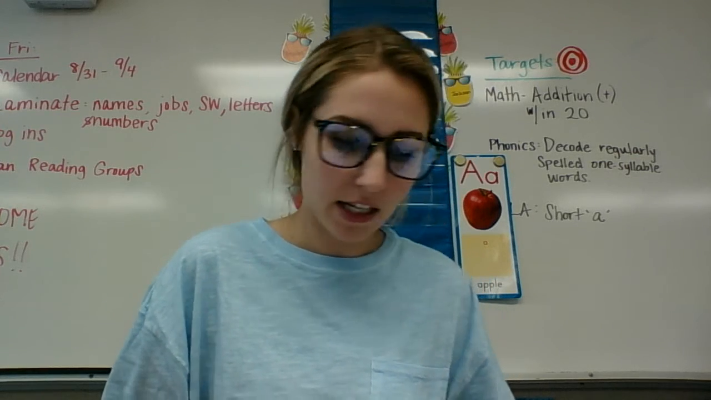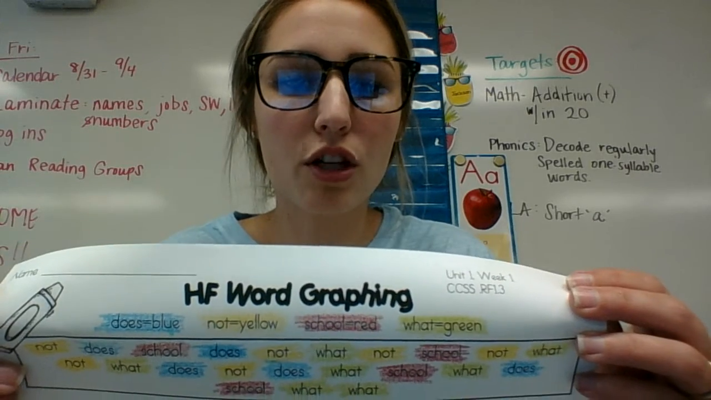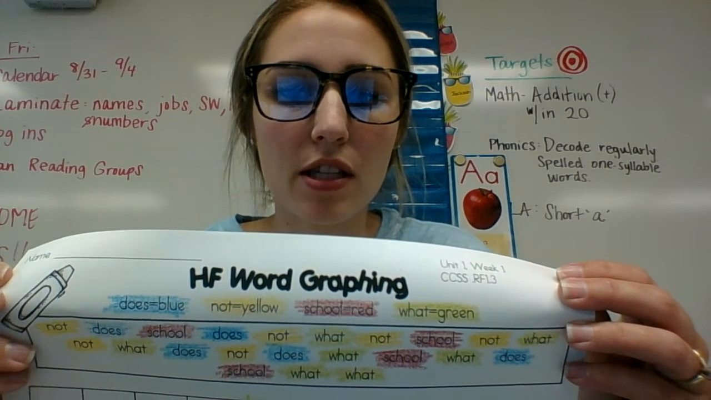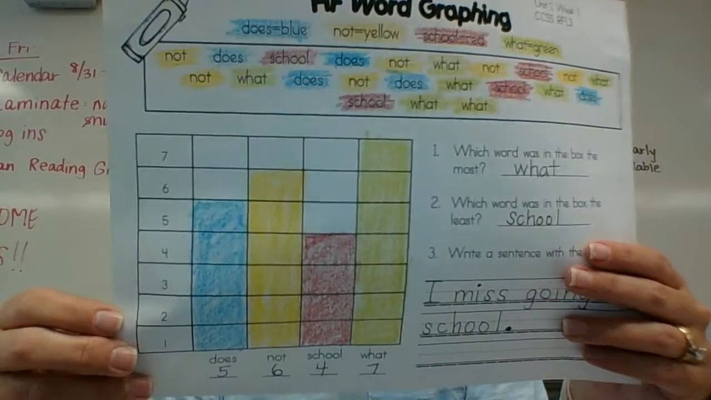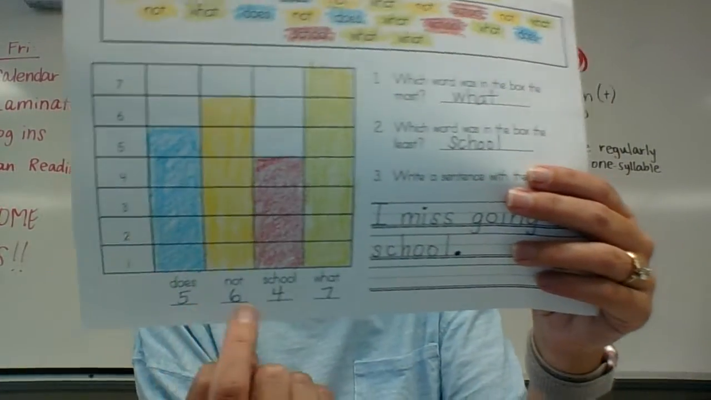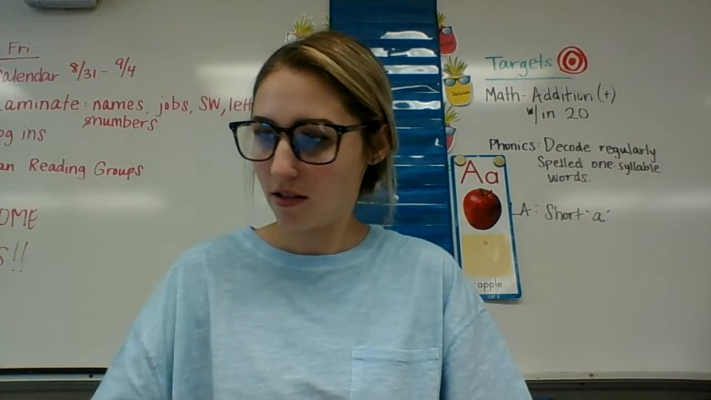And then we did our high frequency word graphing. That's where you go through and you color your high frequency words the color that it tells you, and then you graph how many you found in the box, you write the number of how many you found, and then you answer your questions.